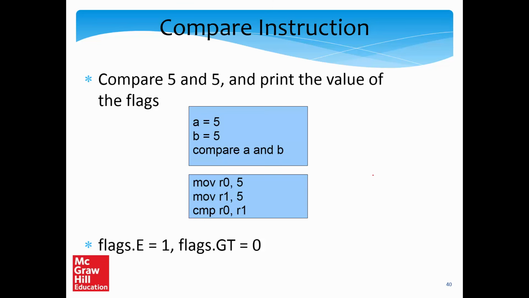Lastly, let's compare two numbers with the same value, 5 and 5. A is 5 and B is 5 and let's compare A and B. So we move 5 to R0, we move 5 to R1, we compare R0 and R1. So flags.e in this case is equal to 1 and flags.gt is equal to 0. The flags.e is equal to 1 because there is an equality. I'm writing the equal to the same way that is written in C, equal to equal to. So we clearly see that 5 is equal to 5. So there is equality, there is no greater than. So the greater than flag is 0, but the equality flag is 1.